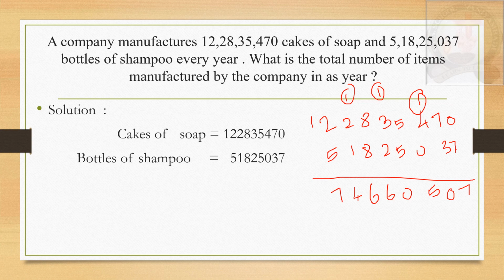1 plus 2 is 3. 3 plus 1 is 4. Now 2 plus 5 is 7. So 1 will come as it is. Now if you put comma, 17 crore 46 lakh 60,507.